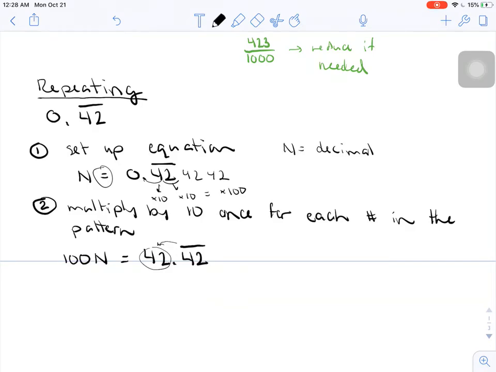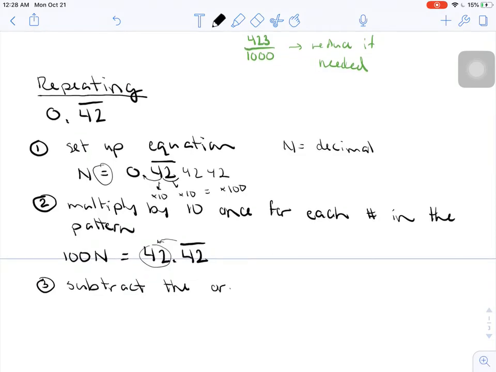Now, this is where we're going to do something a little bit tricky. And we're going to subtract the starting equation, or subtract the original number. So here's what's going to happen. This is my 100 times bigger version of my number. So the number multiplied by 100 equals 42.42 repeating. So what we started with was right here. So we're going to take that, and we are going to come down here, and we are going to subtract exactly what we started with.